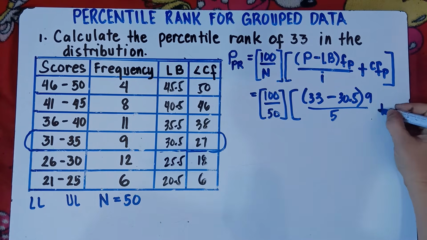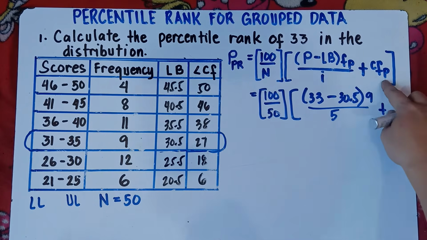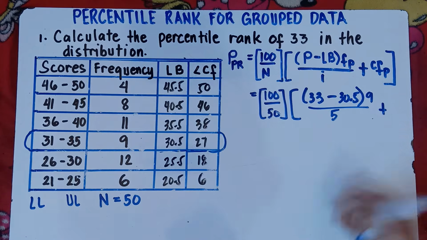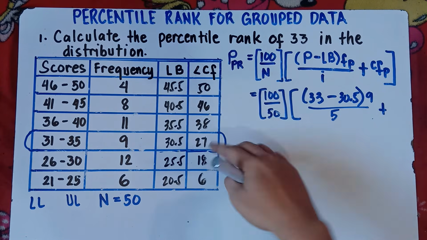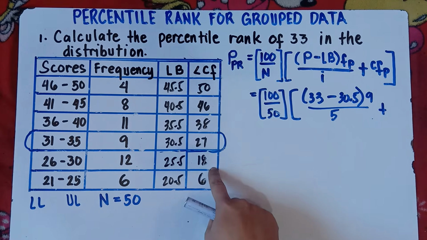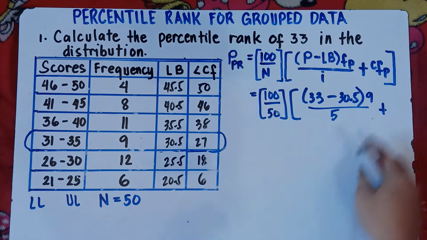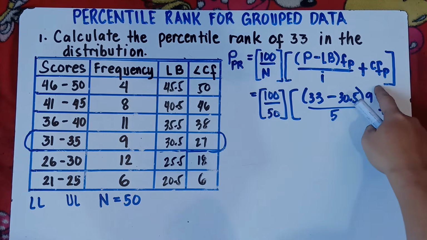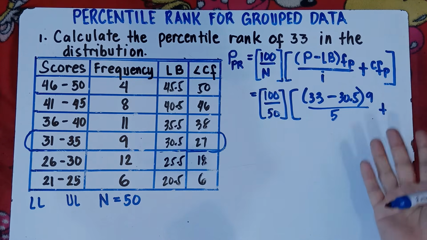Plus CF sub P. Once again, it means cumulative frequency of the previous class. So look at the cumulative frequency. Now, it says previous class. Therefore, our answer for this one is 18. Once again, class, always be careful with this one. Cumulative frequency sub P means cumulative frequency of the previous class.